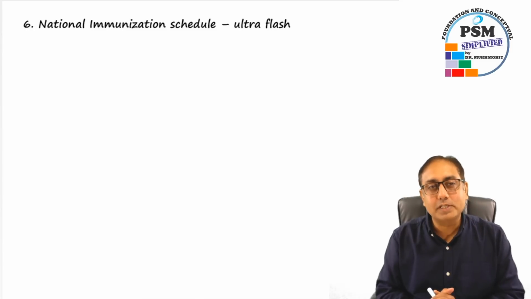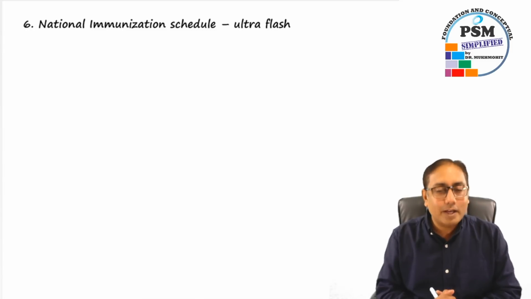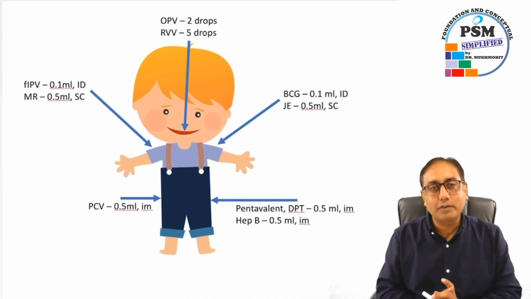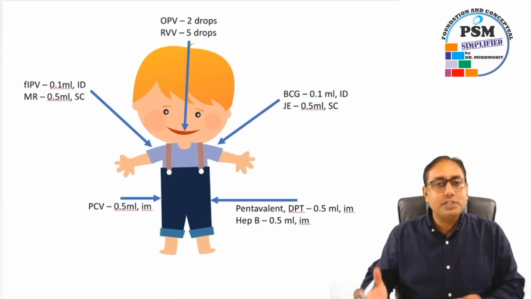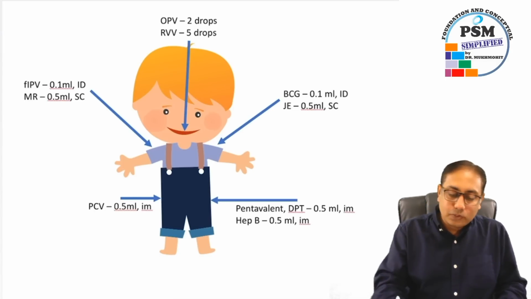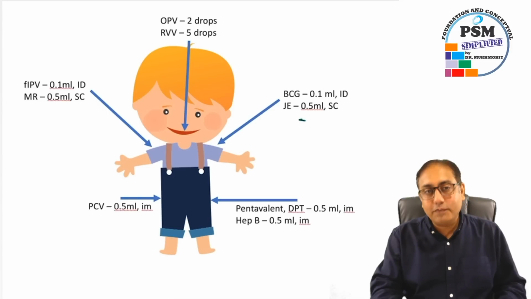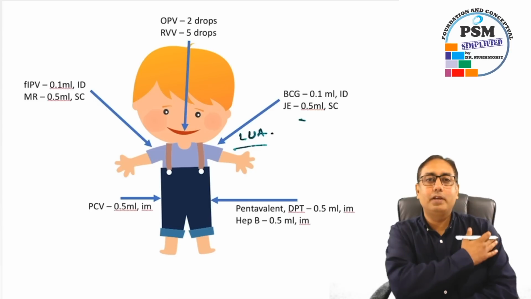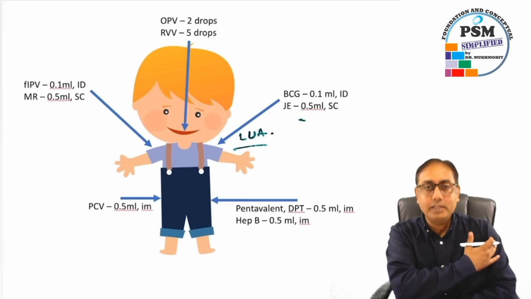Next is topic number 6, a very quick crash review about the national immunization schedule. So that is what is the ultra flash. So here you can see a small child, and on the child you can have the left side or the right side. So what are the vaccines you're going to give on the left upper arm? This one is the left upper arm. In the left upper arm, we are giving BCG and Japanese encephalitis.